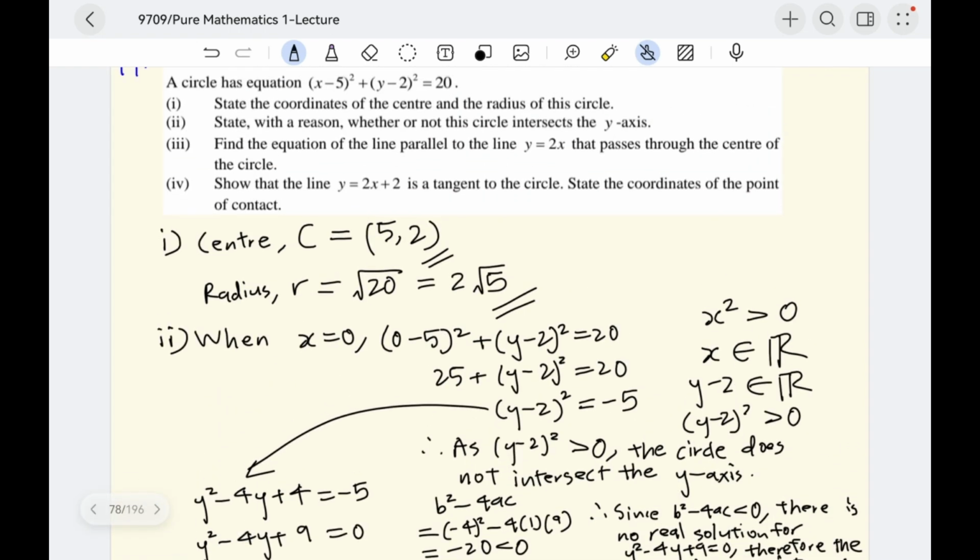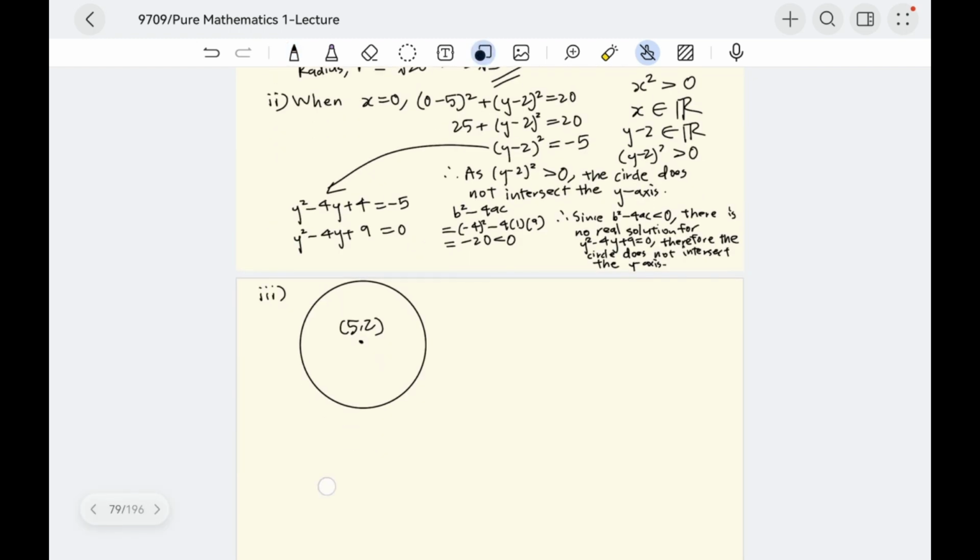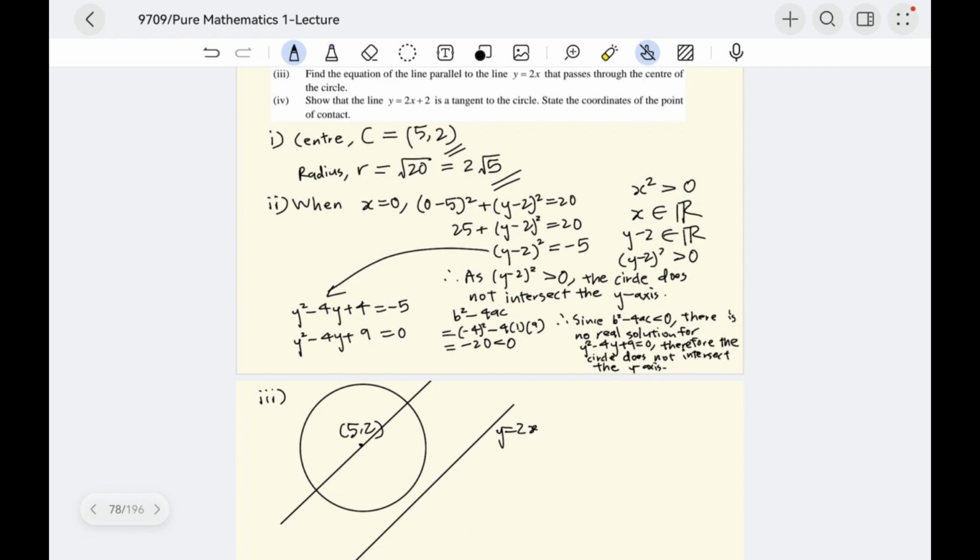Find the equation of the line which is parallel to the line y equals 2x that passes through the center of the circle. There is a circle, correct? And let's say here is the center point, (5, 2). Here is y equals 2x, right? And there's another line. Let's say here is the first line, and here is the second line.